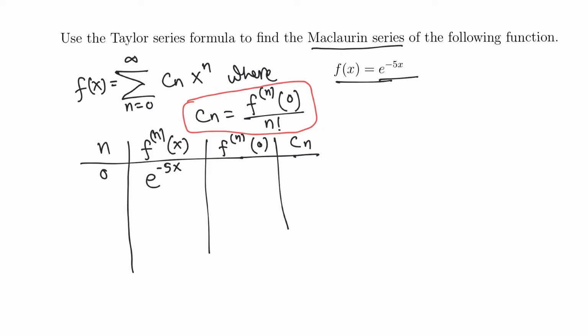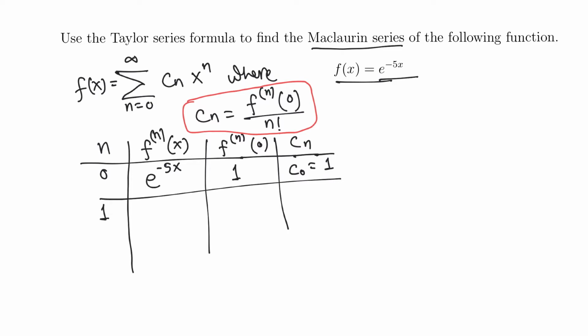So n equals 0, that means the 0th derivative, which is the function itself, e raised to negative 5x, evaluated at 0. That means plug in x equals 0 into this function, e raised to negative 5 times 0, e raised to 0, which is 1. So C0 is just 1 over 0 factorial. 0 factorial is 1, so just 1.